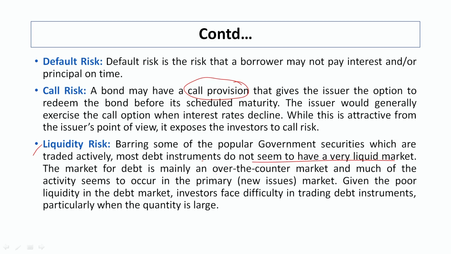The market for debt is mainly the over the counter market, and much of the activity seems to occur in the primary or new issue market. Due to poor liquidity in the debt market, investors face difficulty in trading debt instruments, particularly when the quantity is large. If any investor has purchased a large quantity of bonds or in large multiples, they face the problem of selling the security in the market, because the bond market is not so liquid as compared to the equity market.